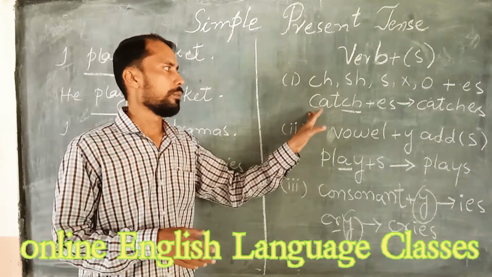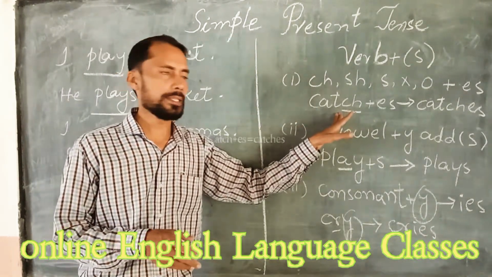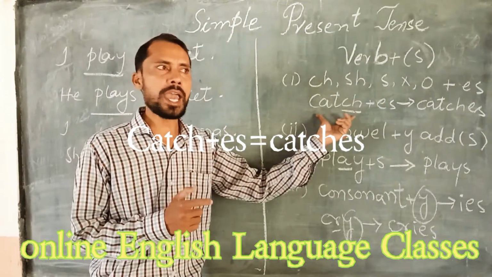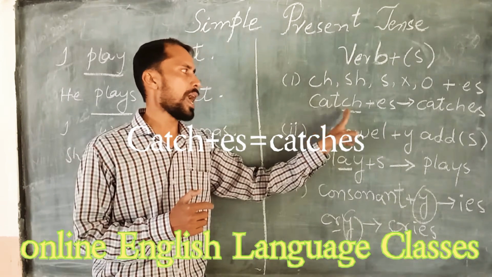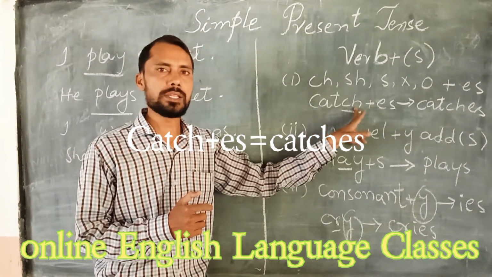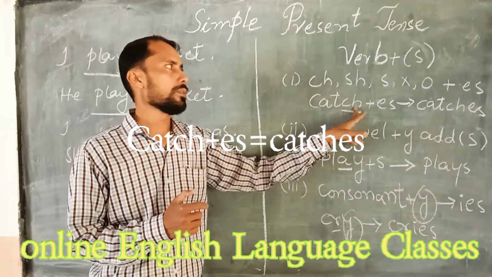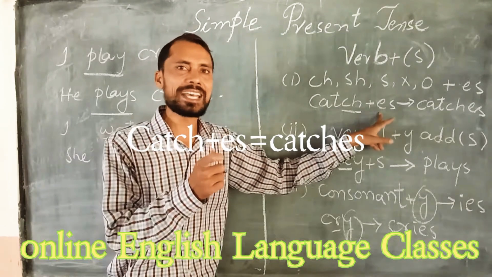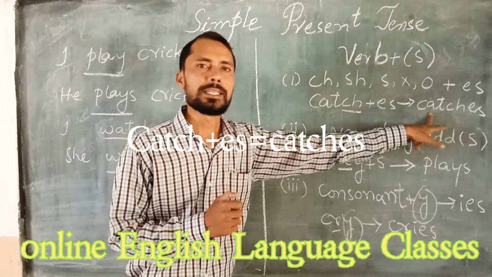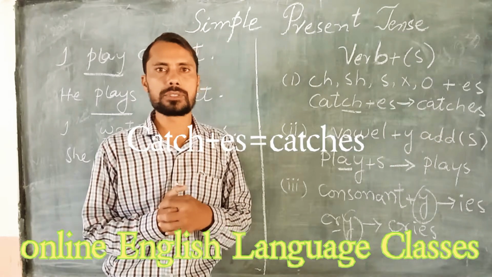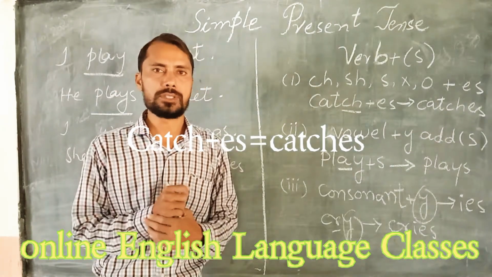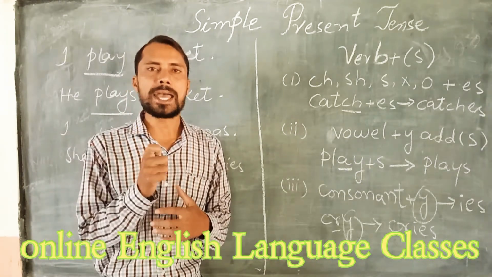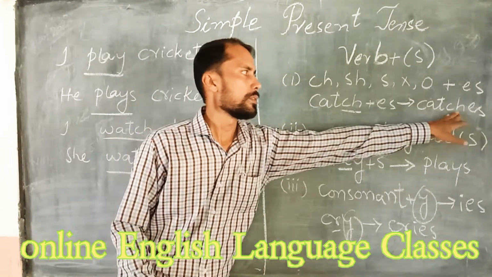For example, we have here a verb that is catch. In the end, you can see the verb ends on the letter CH, ch sound. So we add S with the help of E in the end. We add ES in the end, and it becomes catches, not cats. That becomes catches. Okay? It is pronounced in 2 parts. Catches.